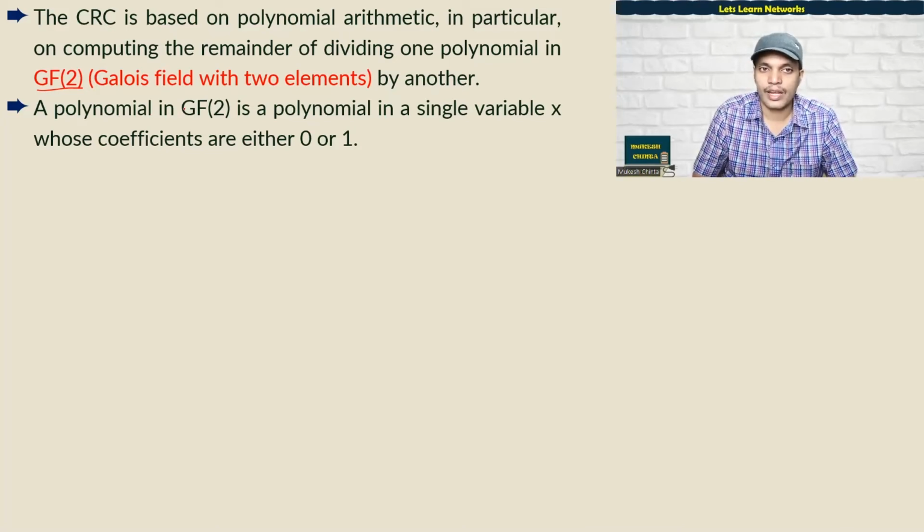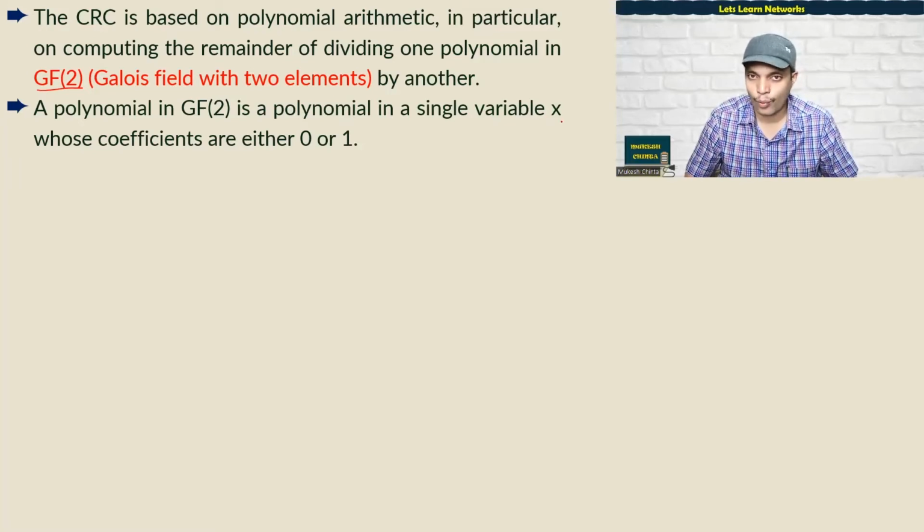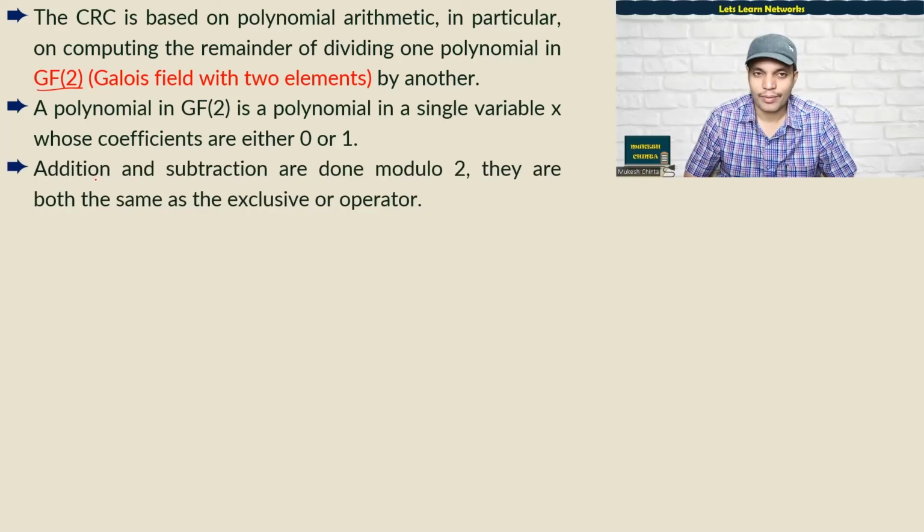A polynomial in GF(2) is a polynomial in a single variable x, so you only have x, whose coefficients are either 0 or 1. Now you can understand, sir, I don't understand much of this, but it is a very simple technique. If you are performing polynomial arithmetic in Galois field 2, addition and subtraction are done modulo 2. They are both the same as the exclusive OR operator. I hope you still remember the truth table of the XOR operator. The same thing is what we do when we want to do addition or subtraction.